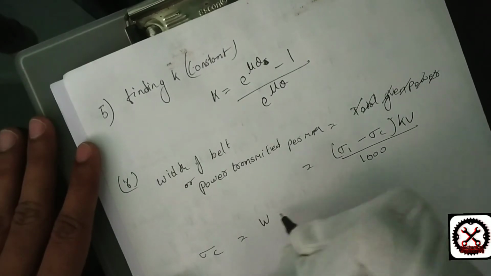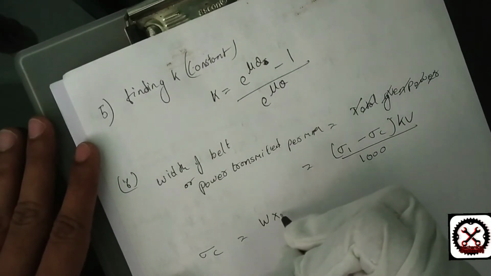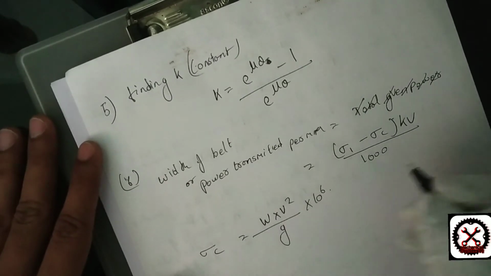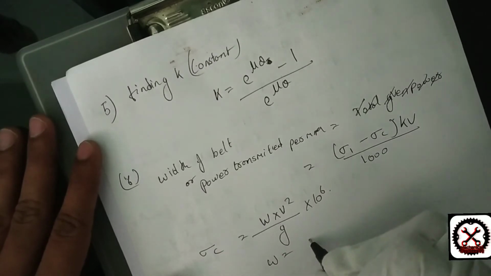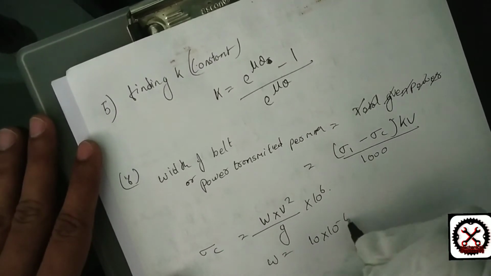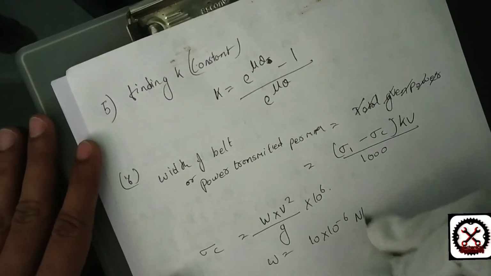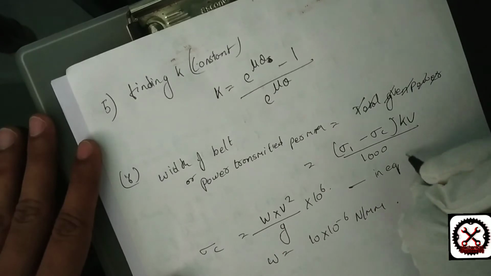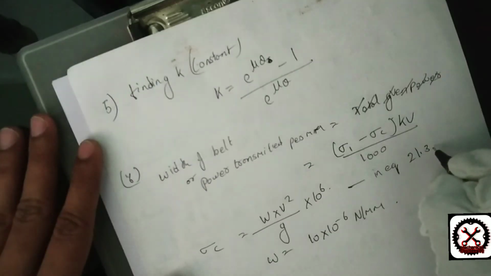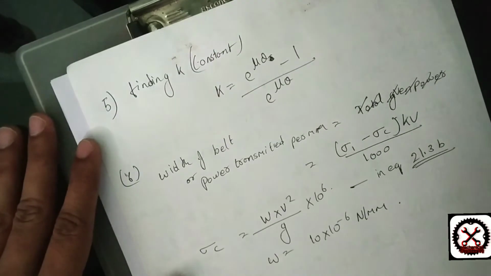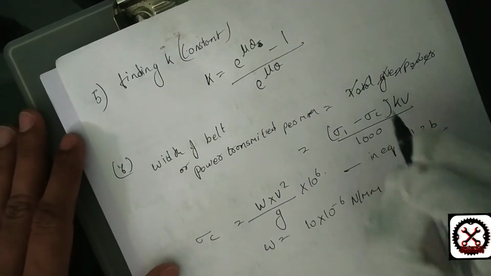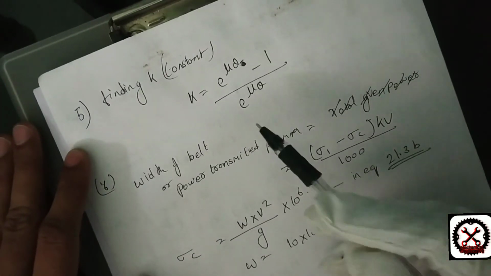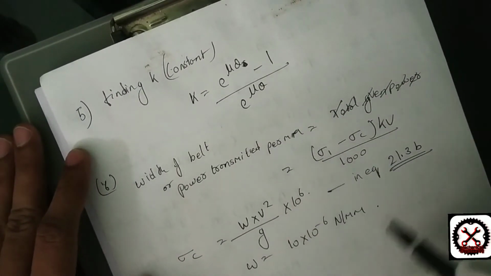given by W into V square by g into 10 power 6, where W is given by 10 into 10 power minus 6 Newton per mm. This is given in equation number 21.3b, where sigma 1 is the allowable safe stress. K value we will find from the previous, and velocity we get from the second.